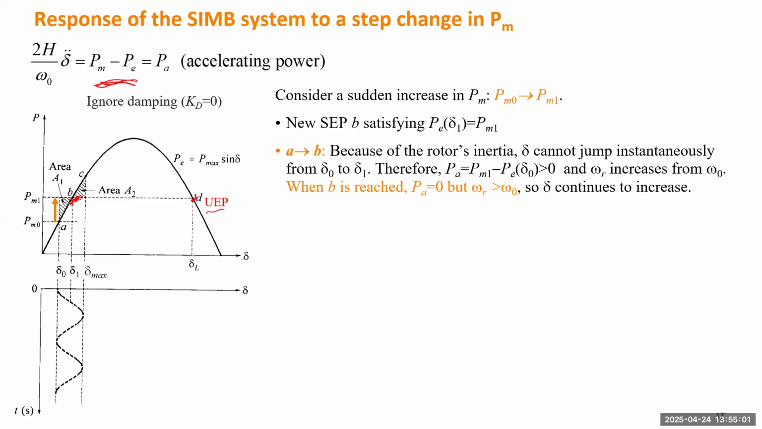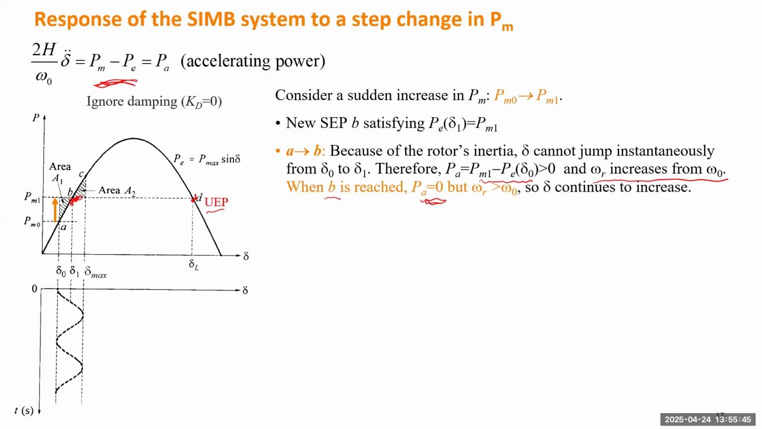Because of the rotor's inertia, when you add this step change, the angle cannot increase instantaneously. It has to gradually move up, because the new mechanical power is higher than the electric power. So the generator will be accelerated, and the speed will increase from 60 Hertz. When it reaches B, the new equilibrium point, the accelerating power becomes 0. But keep in mind, during this process the speed increased from 60 Hertz all the way until B.